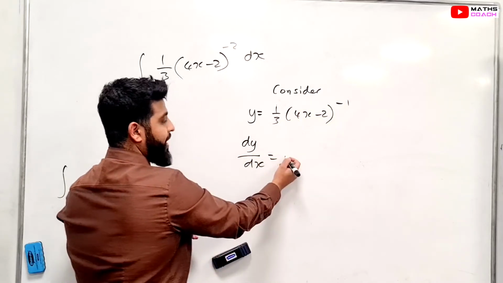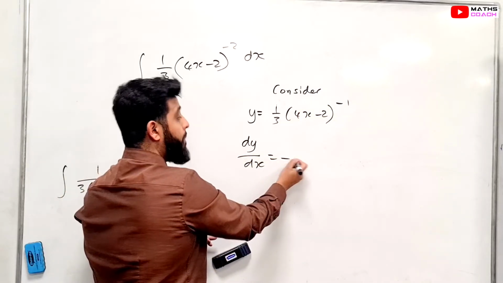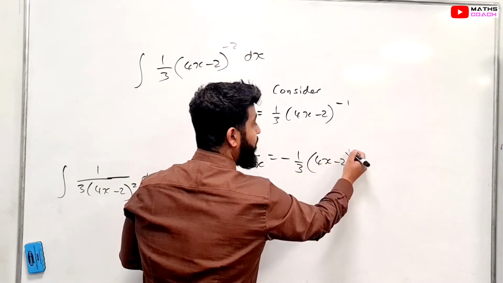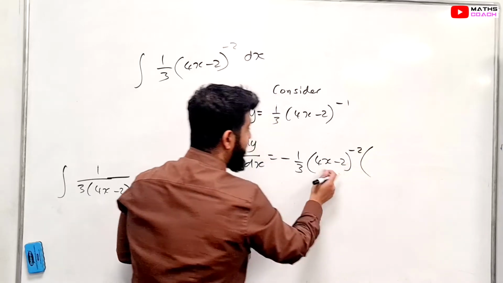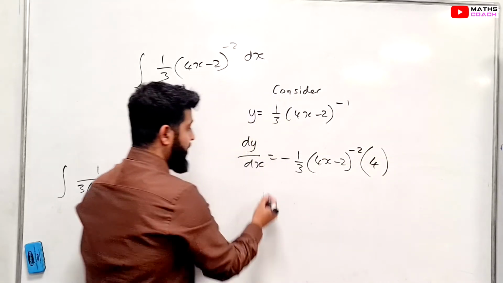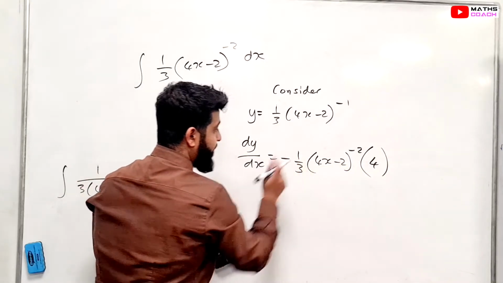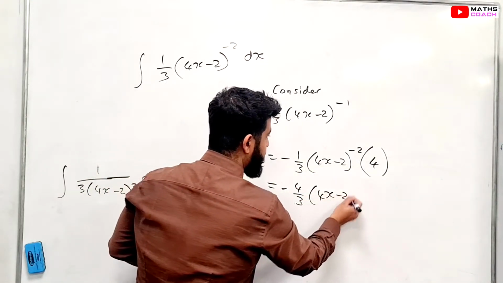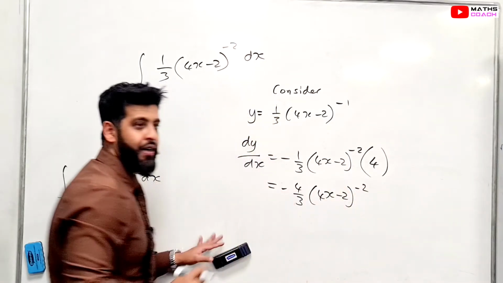The power comes down, minus 1/3, and then 4x minus 2 to the power of minus 2, and then you differentiate this, so you get a 4. Tidy this up, the 4 multiplies here, so you get minus 4 over 3, 4x minus 2 to the power of minus 2, right?